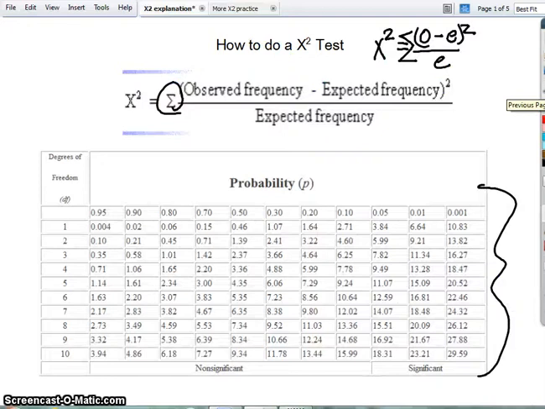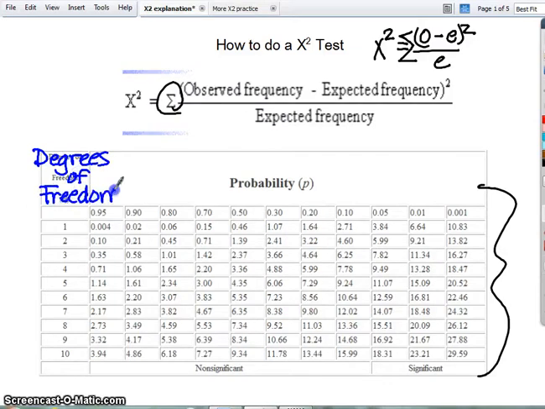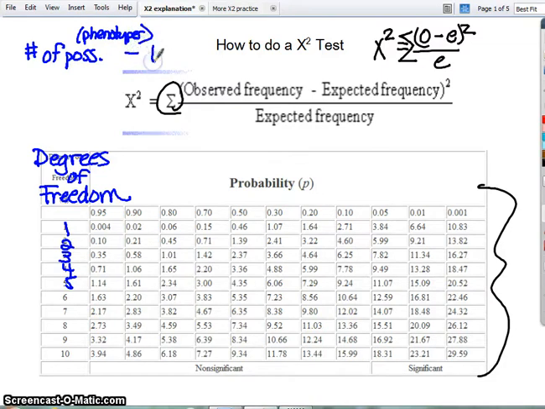So here's our table. The rule for the table, first of all, there's this thing on the left called degrees of freedom. This is going to tell us which row to look at. 1, 2, 3, 4, 5. When you're doing a chi-square analysis, you basically use the number of possibilities. In this case, we're talking about the number of phenotypes we had, minus 1. So in that case, we had two phenotypes, tall and short. So that would be two phenotypes minus 1. We're going to be looking at row 1.